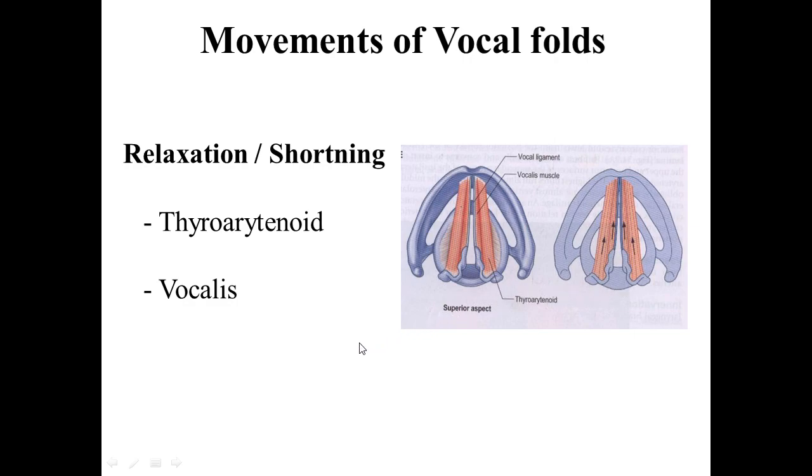And the fourth action of the vocal fold is relaxation or shortening, and this relaxation of the vocal folds is mainly caused by the thyroarytenoid muscle. This muscle is the thyroarytenoid muscle, which is situated lateral to the vocalis muscle. So the thyroarytenoid muscle causes the relaxation or shortening of the vocal folds and it is assisted by the vocalis muscle. So the vocal folds show four movements: abduction, adduction, tension and relaxation.